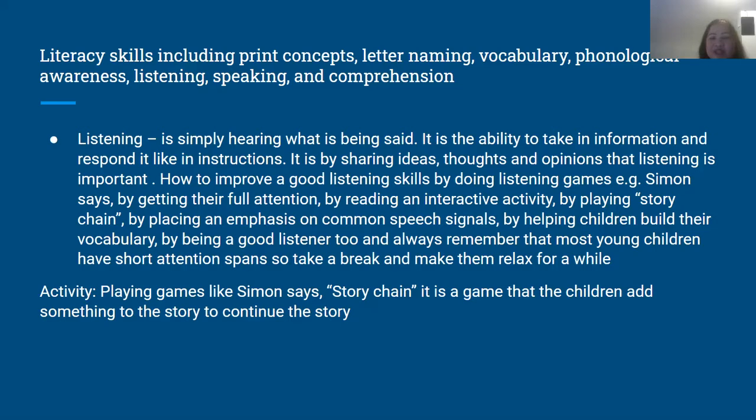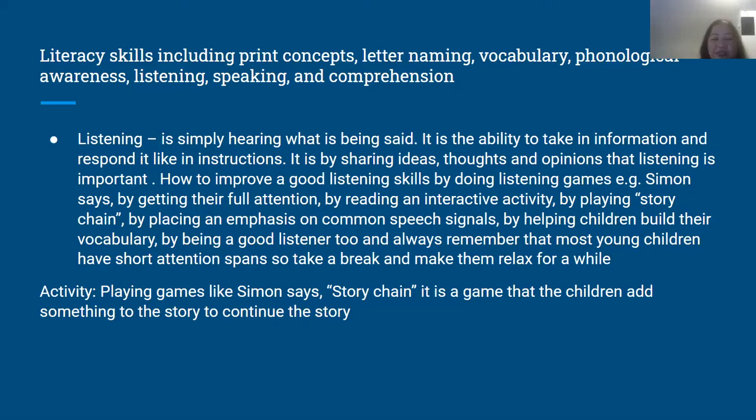For example, Simon Says: getting their full attention, reading an interactive activity, playing a story chain, placing an emphasis on common speech signals, helping children build their vocabulary, and being a good listener too. Always remember that most young children have a short attention span, so take a break and let them relax for a while.